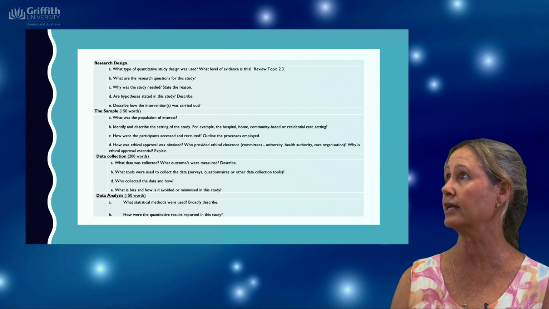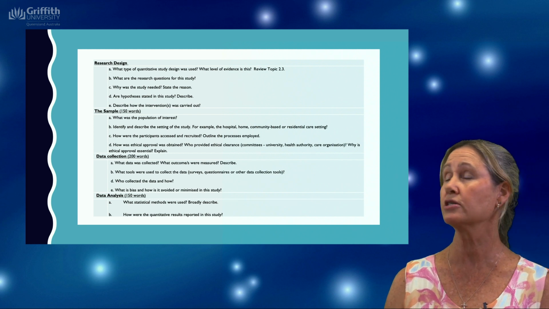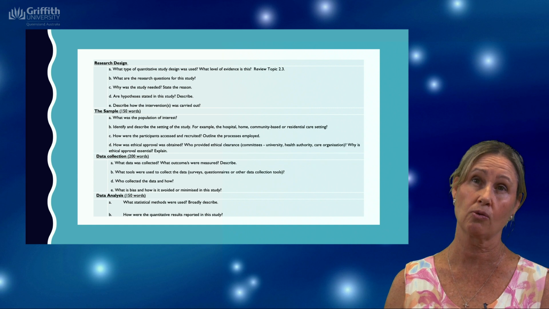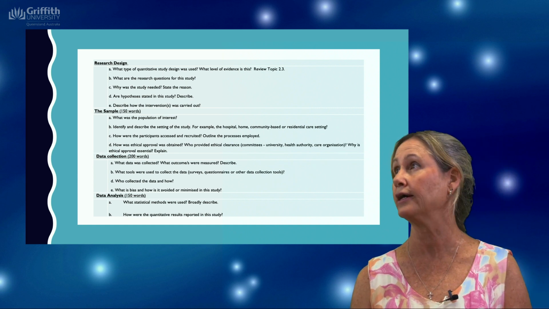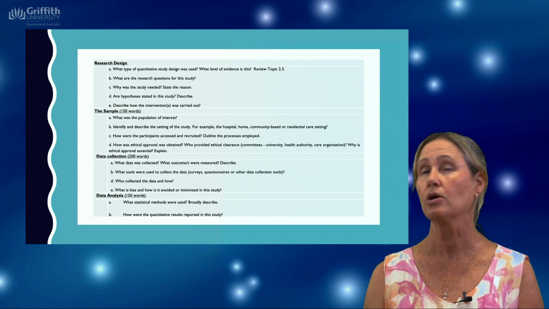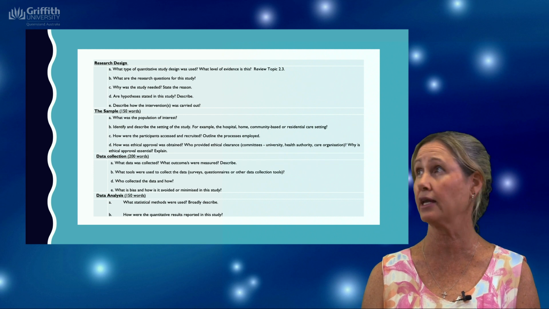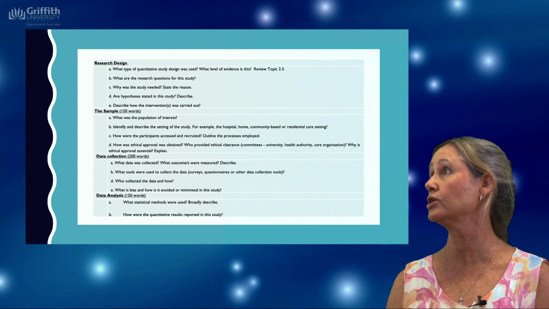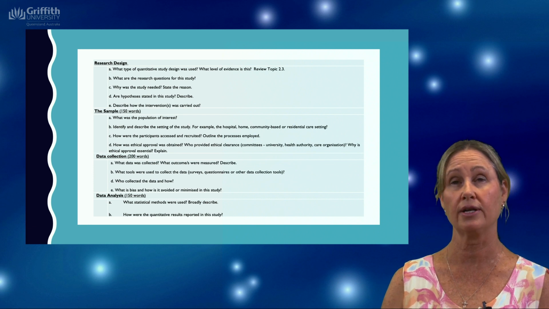Identify the study and why it was needed, so the significance. Describe the interventions if they were used, what they were and why. Then look at the sample, the population, the setting, the context of the setting, how they recruited, and how they were accessed.